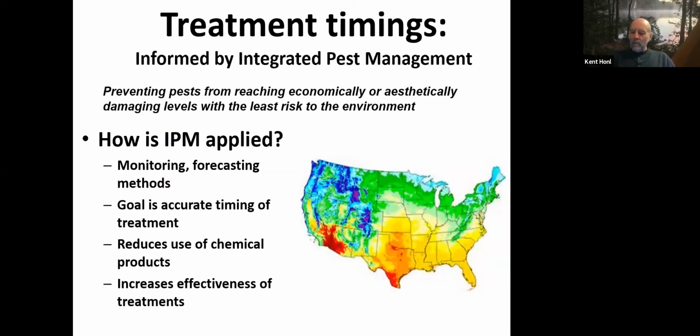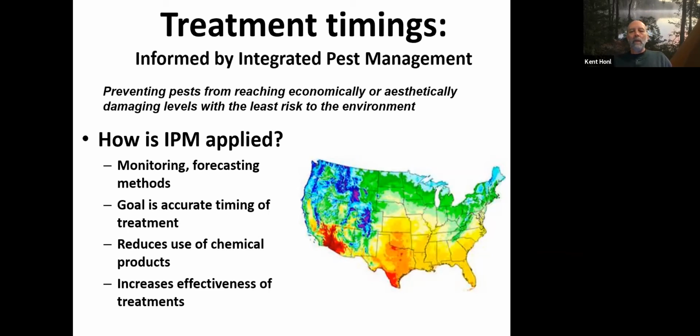So today, the whole subject is treatment timings. And really it's informed by Integrated Pest Management, which we generally call IPM as a shortened acronym. What that is basically is preventing pests from reaching economically or aesthetically damaging levels with the least risk to the environment. So it's not about complete eradication of pests, it's managing them to fit within thresholds that are tolerable and constantly working to reduce the off-target damage of that.